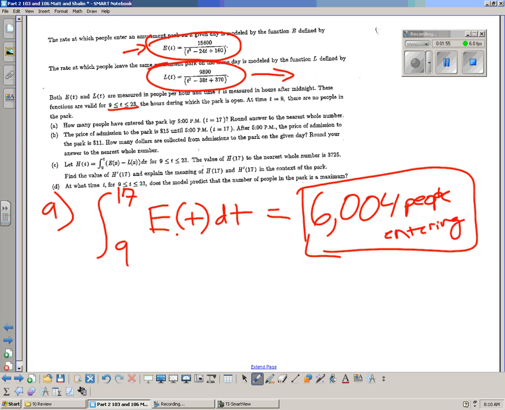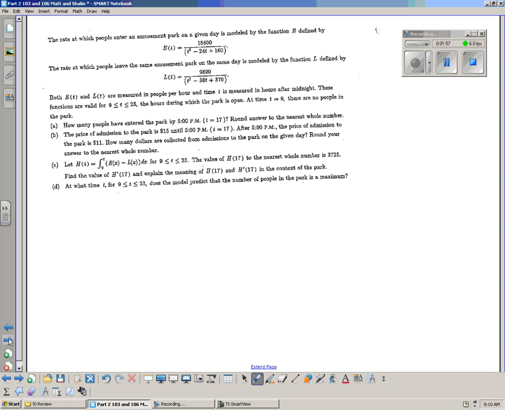Now, question B. The price of admission to the park is $15 until 5 p.m., which is, again, t equals 17. After 5 p.m., the price of admission to the park is $11. How many dollars are collected from admission to the park on the given day? Round your answer again to the nearest whole. So for this one, you're going to be using the same formula as we used before because they're paying for admission, they're not paying to leave. So you're only going to need to use the top formula.